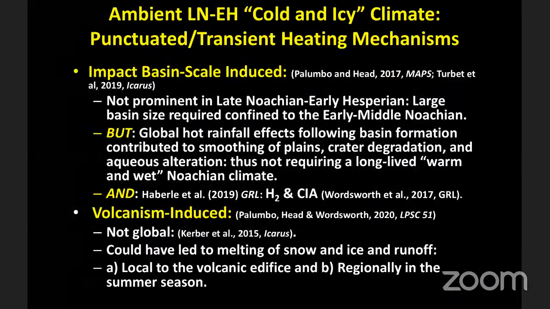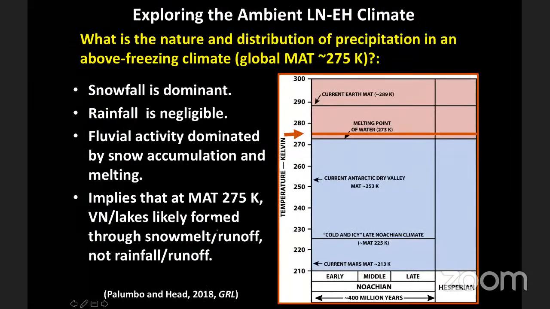So the bottom line here is we have impact basin scale induced variations, and we have volcanism induced. We're still debating this. The big basins are early on, but it may be that some of the smaller craters and basins, as Bob Haberle has pointed out, could produce sufficient H2 to essentially warm the climate for a period of time. And with collision-induced absorption, as we have published in a GRL paper, combining these together might actually provide a mechanism. So we're investigating that right now. With the volcanism, probably not global based on Laura's work, but it could have led to melting of snow and ice and runoff. And we're comparing these to what we see in the geological record to test this hypothesis further.